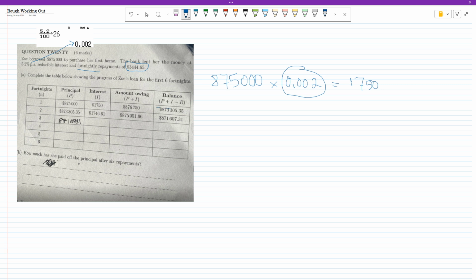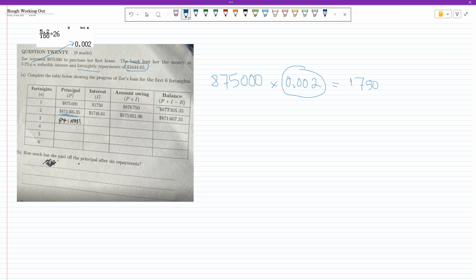So at the start of the second fortnight we owe this much, and we get charged interest of 0.002 to get that interest, and the amount owing is then this plus this, P plus I. Add it together, we make a repayment of $3,444.65 to get how much we owe at the end of the second fortnight. And that is how much we owe at the start of the third fortnight. And so let's fill in the table.